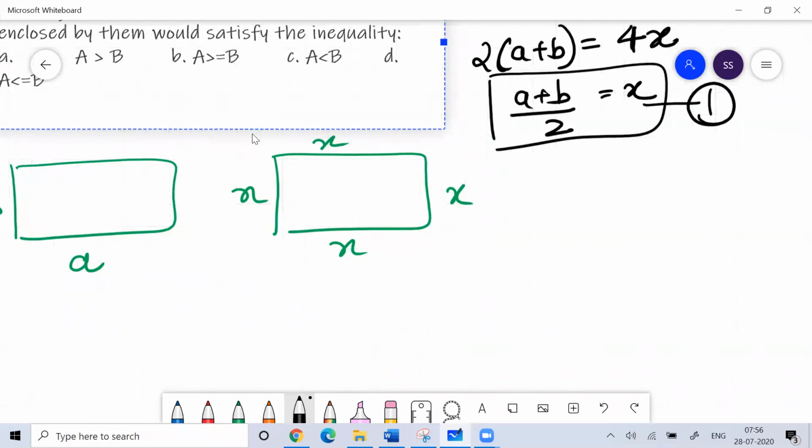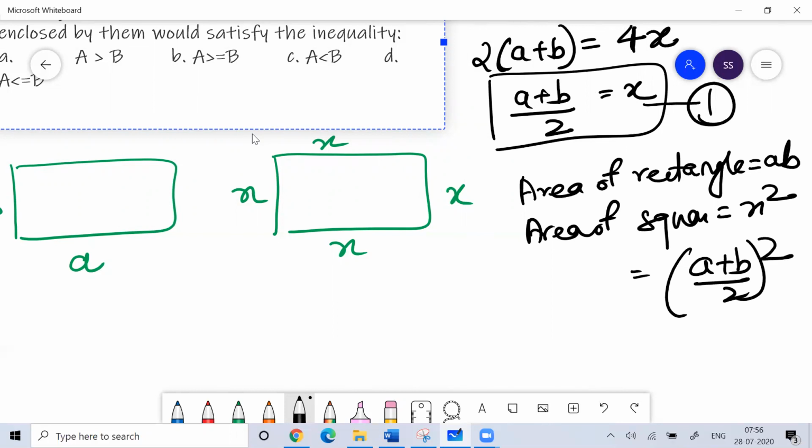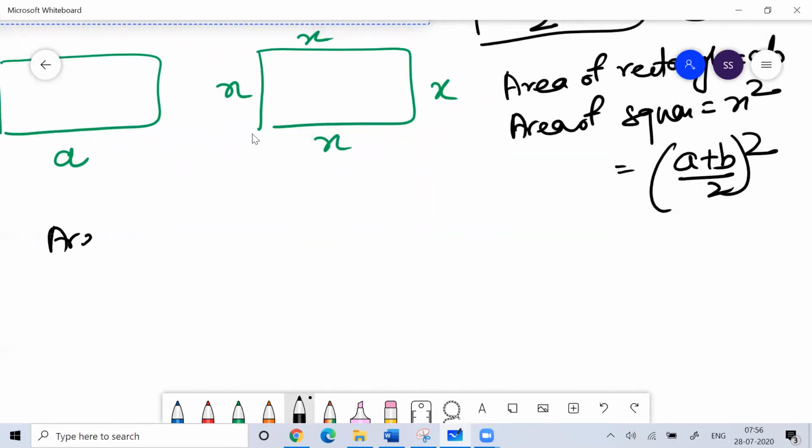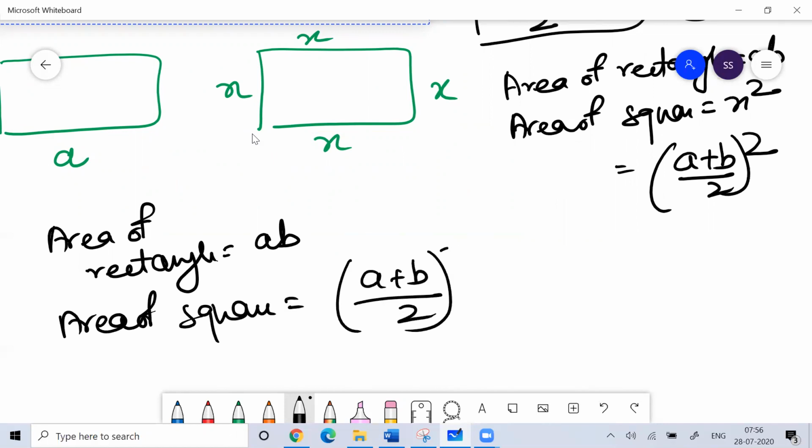Then you know that the area of the rectangle is equal to a into b, and the area of the square is x square. So I can write the area of the square as (a plus b) by 2 whole square. So the area of the rectangle is a into b, and the area of the square is (a plus b) by 2 whole square.